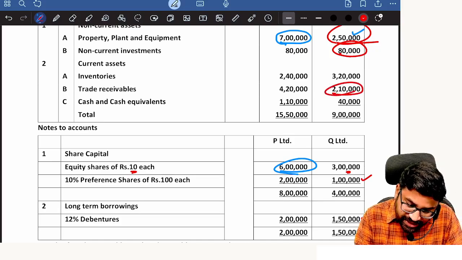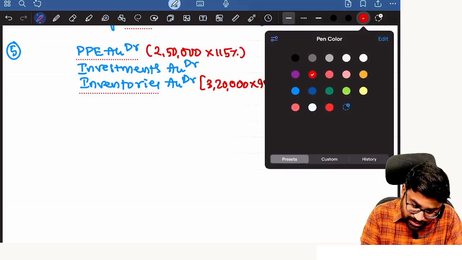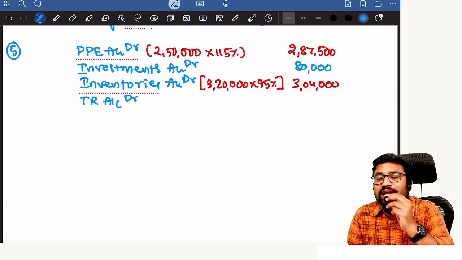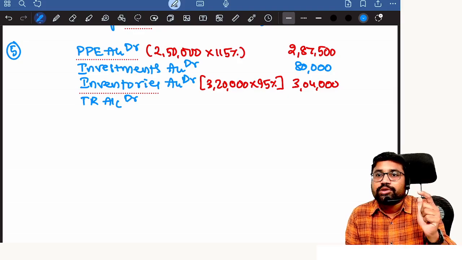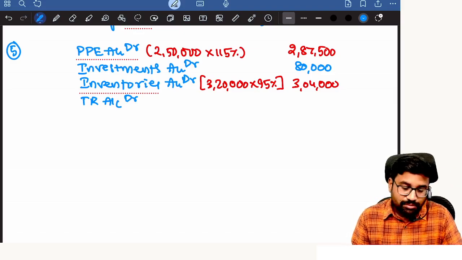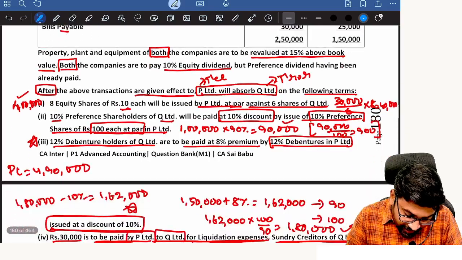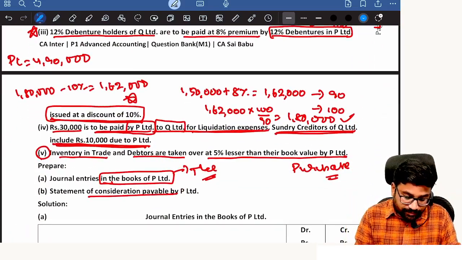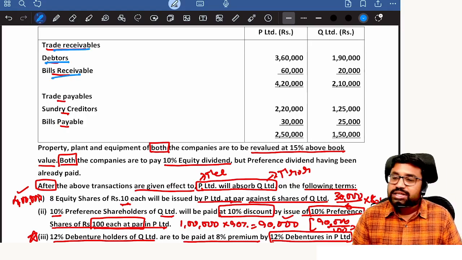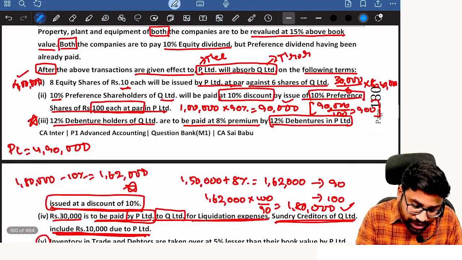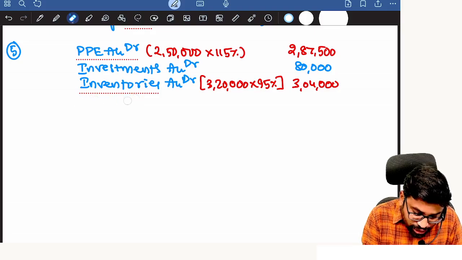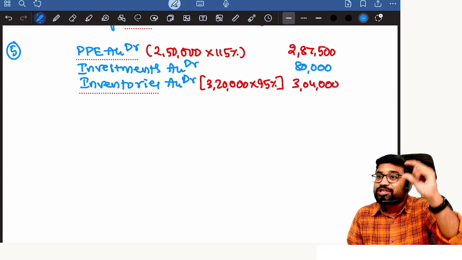Next, trade receivables. Trade receivables account debit. Book value or agreed value? Agreed value. Inventories as well as trade receivables, both are taken 5% below the book value. Please read the question. Oh, only debtors. Very good. Correct. See, because in the question we have a breakup. Trade receivables includes debtors as well as bills receivable. So we also need to write separately for this. Here don't write trade receivables because trade receivables includes two things. What are those? Debtors as well as bills.